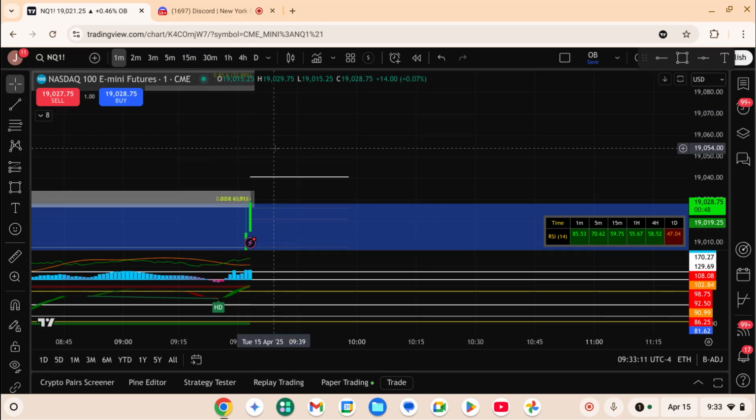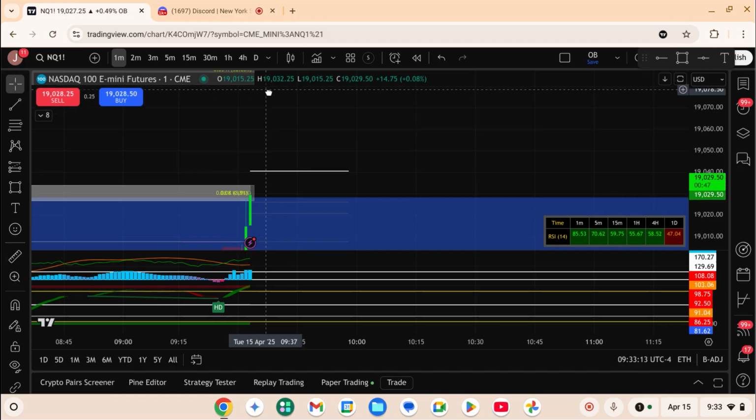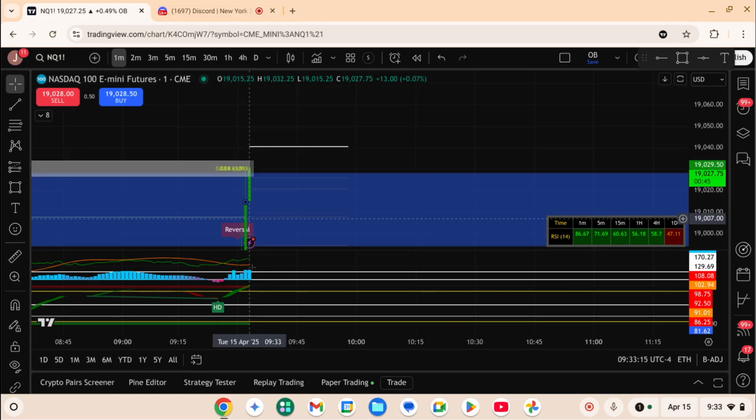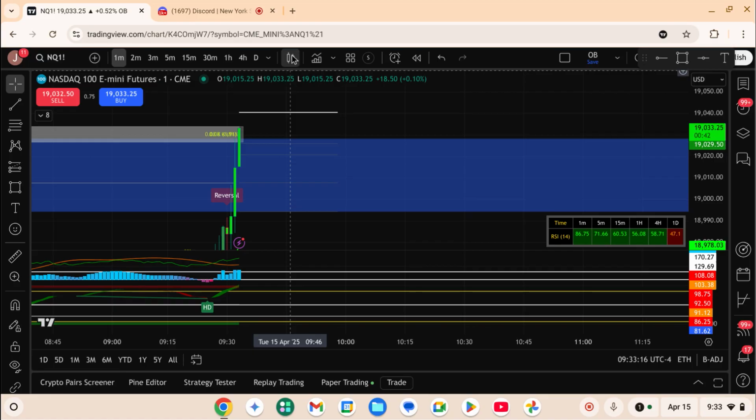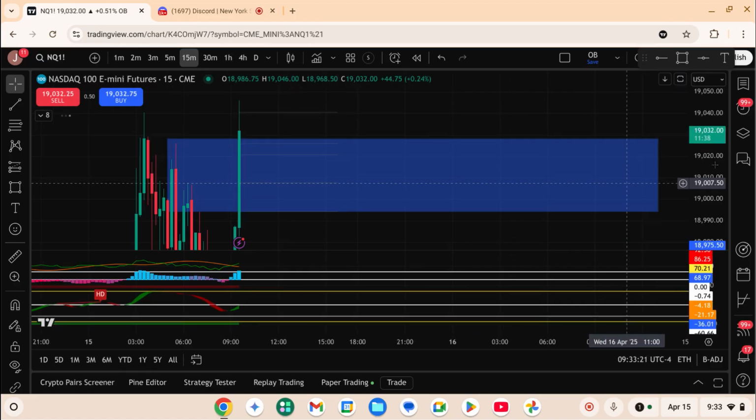Damn. See, I said that. I said whichever direction it breaks out, this thing is gonna move. Imagine if we held the first trade this whole time. Yeah, no.